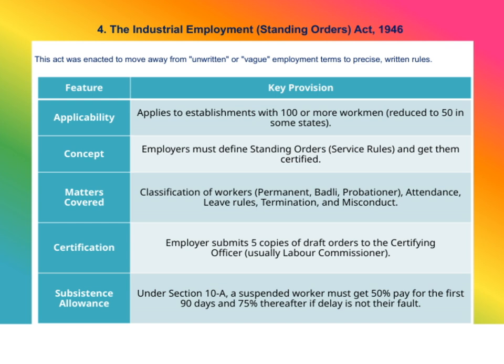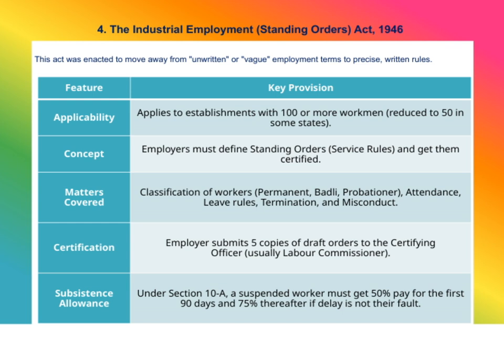First, applicability. The Act applies mainly to establishments with 100 or more workmen, although in some states, this threshold is lowered to 50. This means it targets larger workplaces, where formal rules are especially important. Next, the core concept. Employers are required to define their standing orders or service rules in writing, and these must be certified by a designated authority, usually the labor commissioner. This certification process ensures the rules are fair and legally sound.